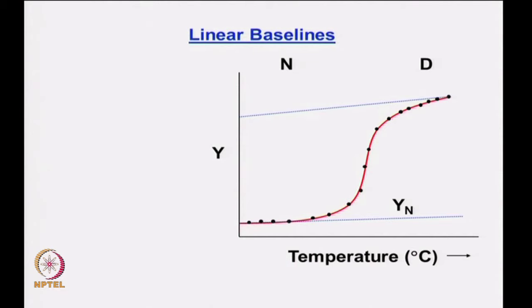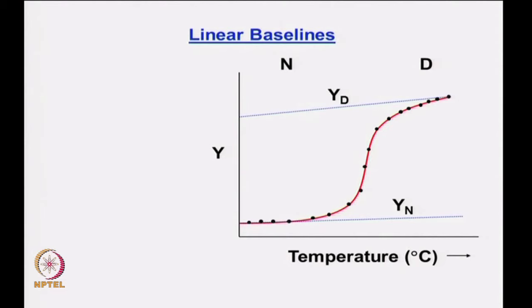Now, look at these blue lines. Let me scroll further. What are these blue lines referring to? You look at this blue line, which is referred to as yn. What does it mean? Remember, we talked about pre-transition and post-transition baseline. We have to know the actual value of yn. Yn means the observable for the fully native state. What is yd? Yd means the observable for the fully denatured state.